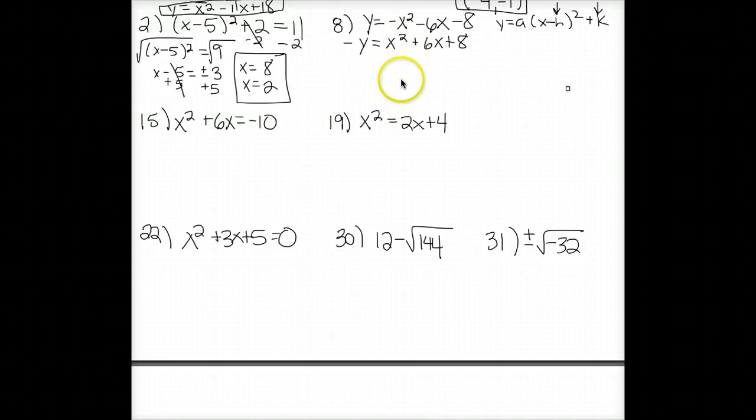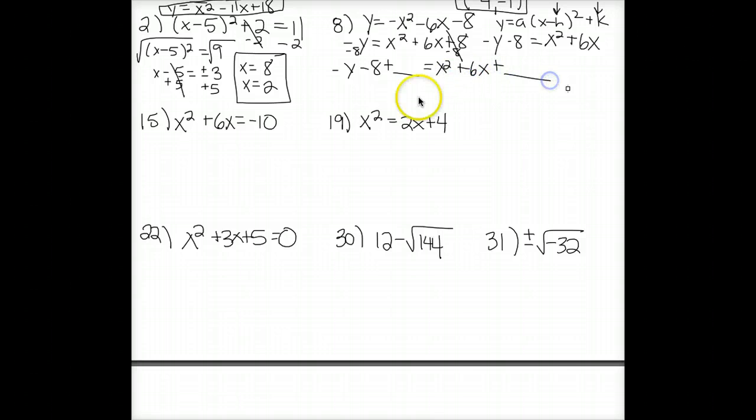Next, because I want to complete the square, I know that I need my x terms together on one side and everything else on the other side. So that means in this case I need to subtract 8 because I need to get that away from my x's. So that gives me negative y minus 8 equals x squared plus 6x. Once I have the x terms by themselves, then my next step is to add blanks on both sides. No point in adding a blank unless you're going to fill it in.